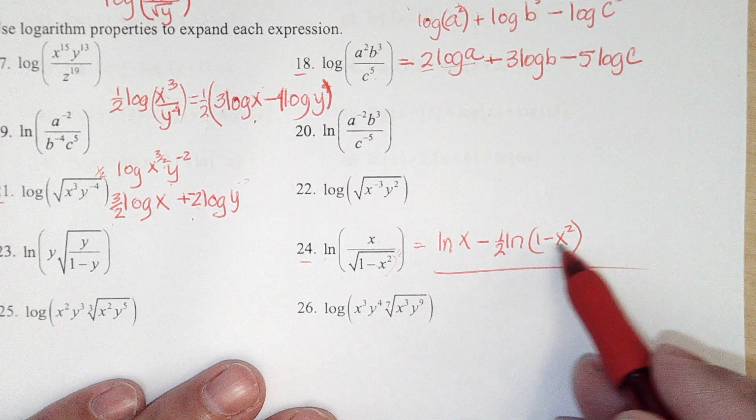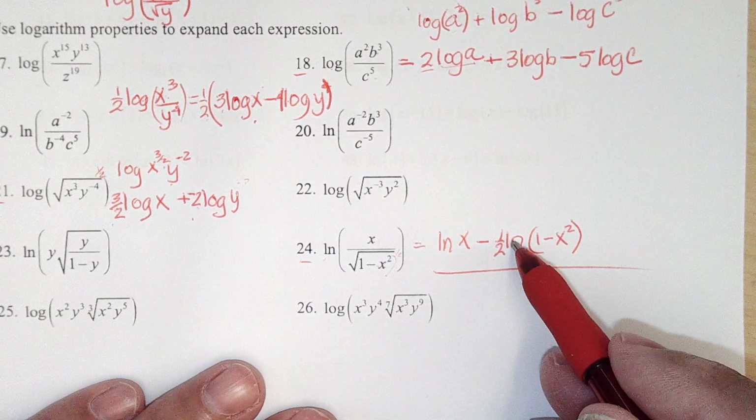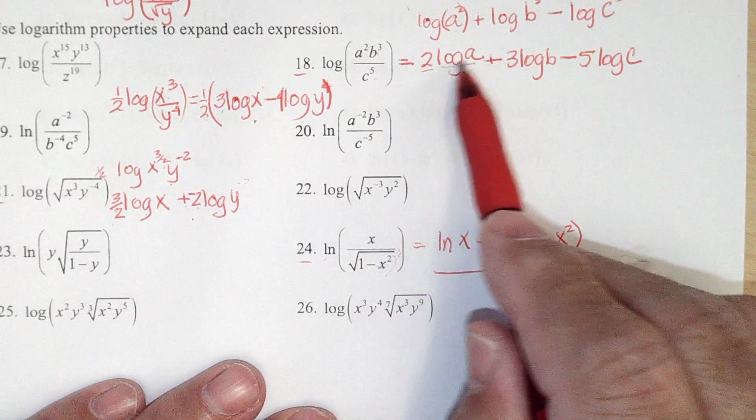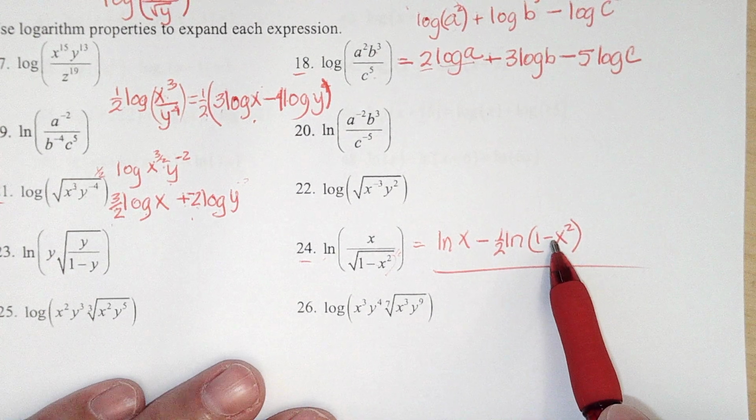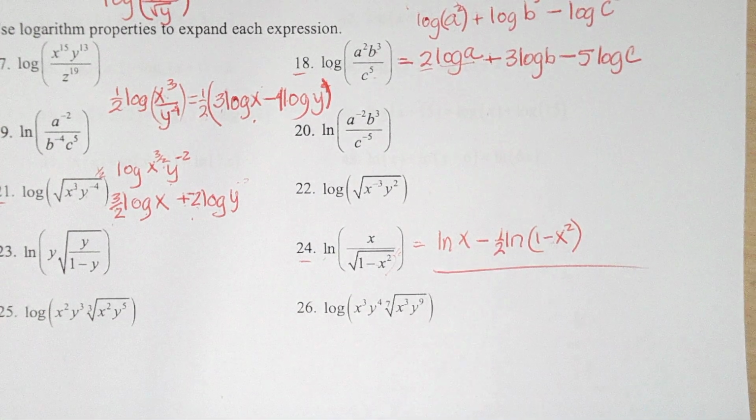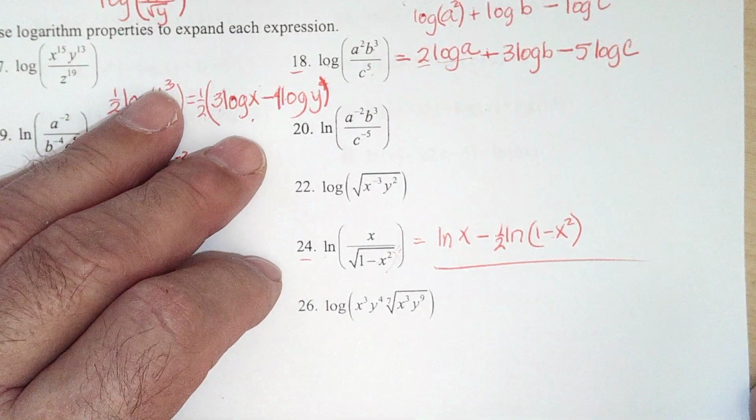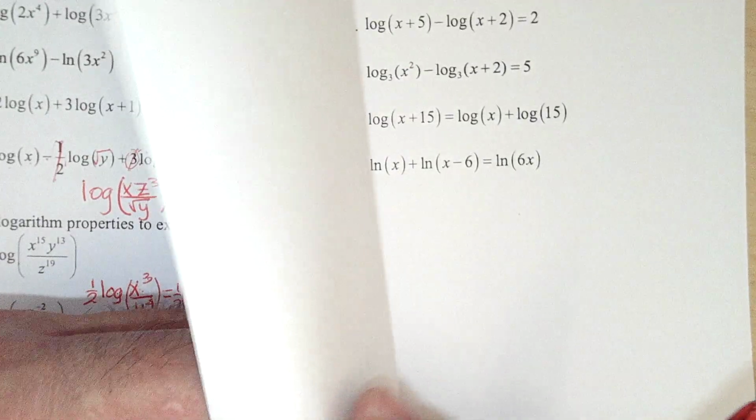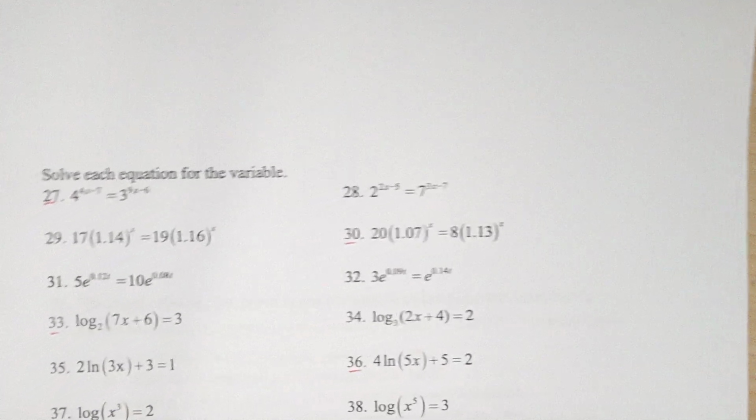I can't split up these because it's addition or subtraction inside the log. It's not addition or subtraction between logs. It's inside the log, and you can't split up the log of addition and subtraction inside it. So that's it for that one. All right. I guess that's it. Okay, 27.